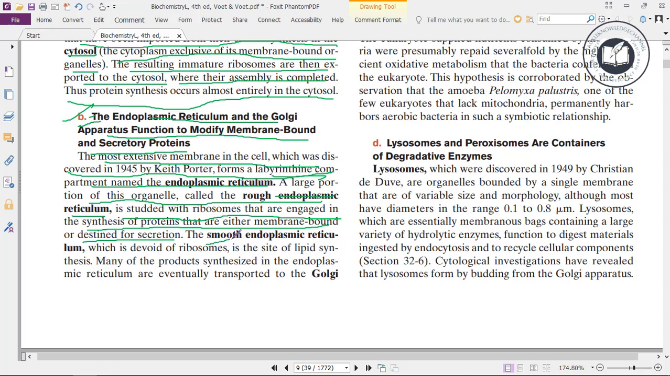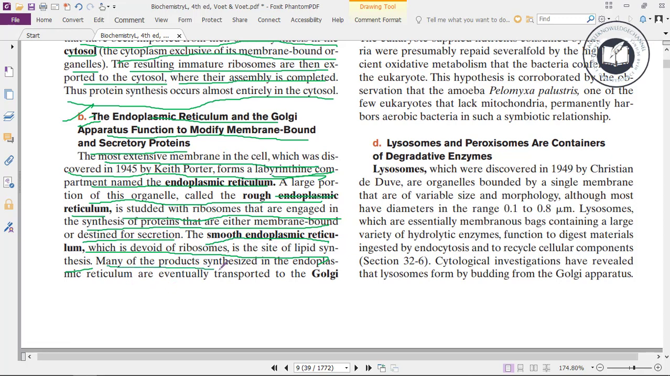There is another endoplasmic reticulum, the smooth endoplasmic reticulum, which is devoid of ribosomes and is the site of lipid synthesis. So the smooth endoplasmic reticulum does not contain any ribosomes. It is the site where lipid synthesis is done.